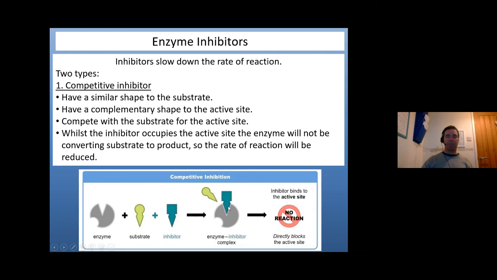Now it's temporary, okay? It's reversible. The inhibitor will bind with the enzyme and then it will dissociate. But whenever that inhibitor is bound to the active site, the actual substrate can't get in there, and therefore it's slowing down the rate of reaction.